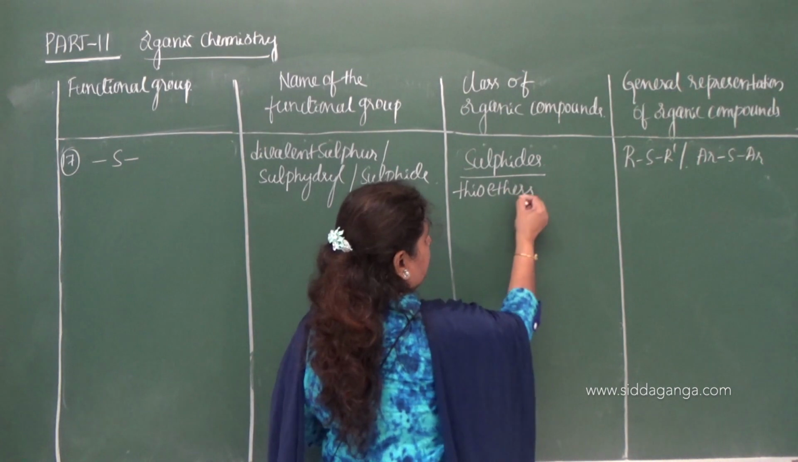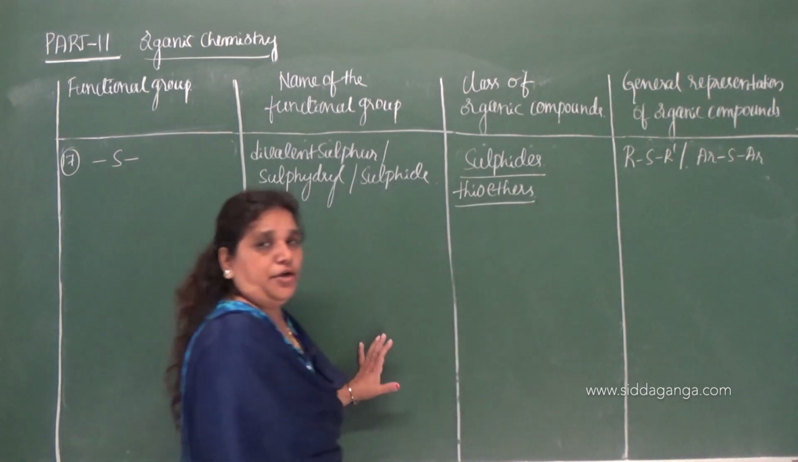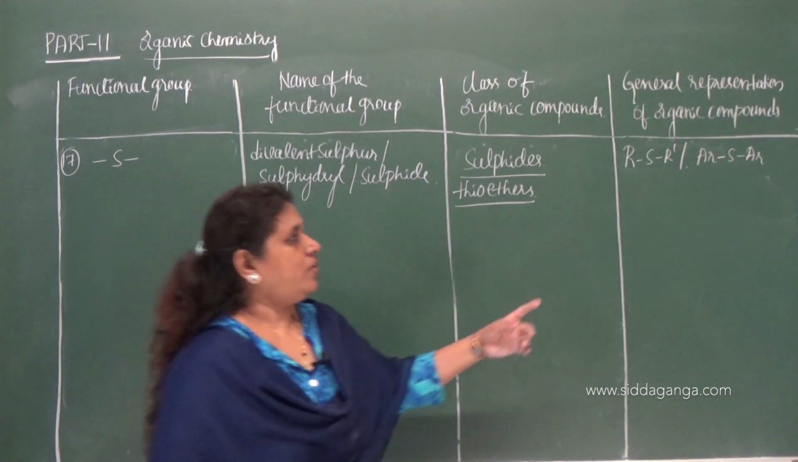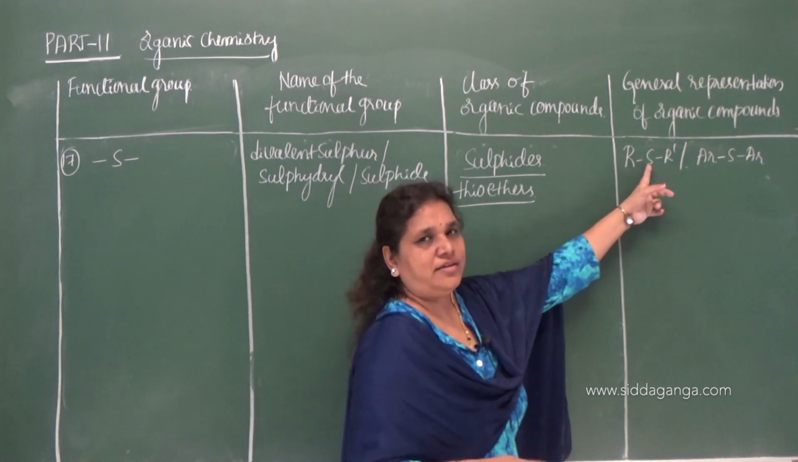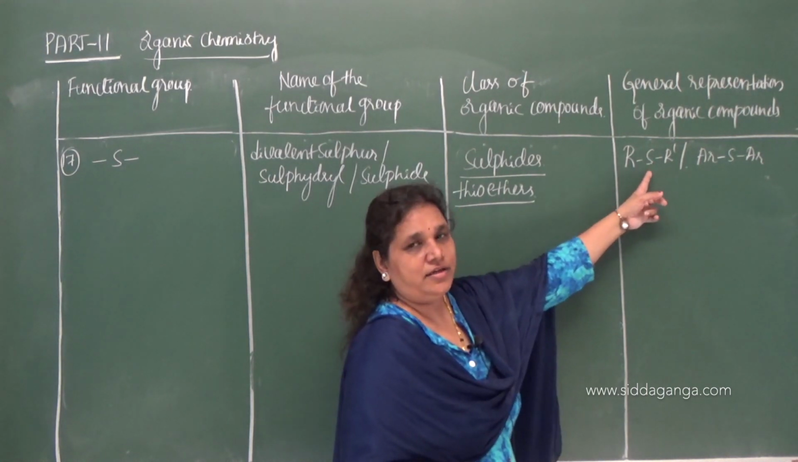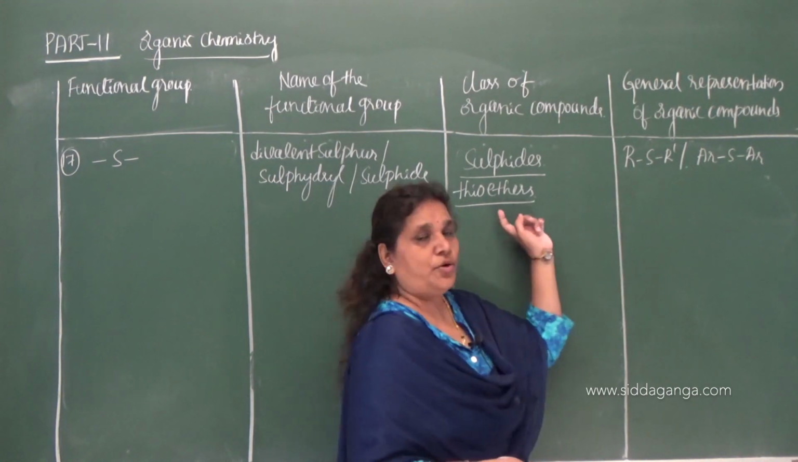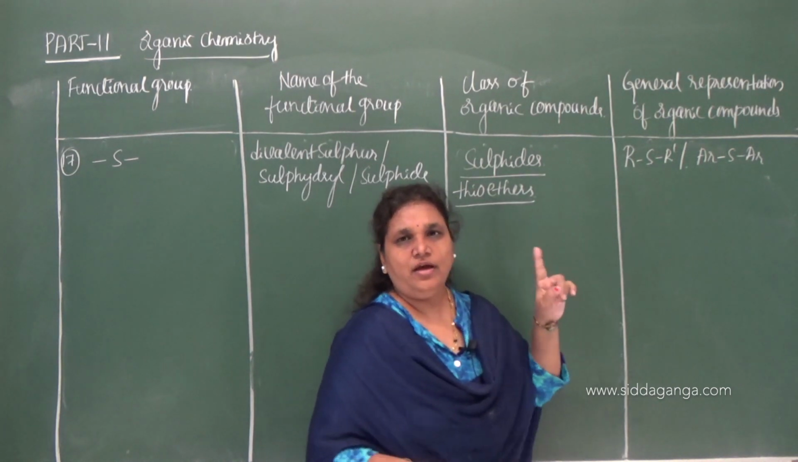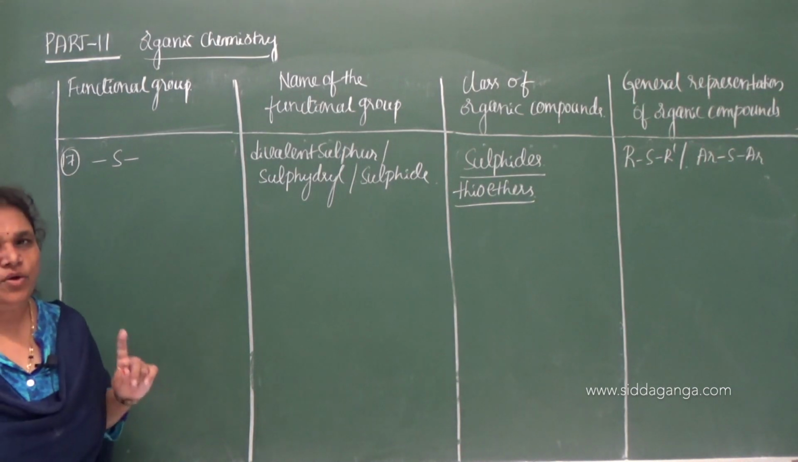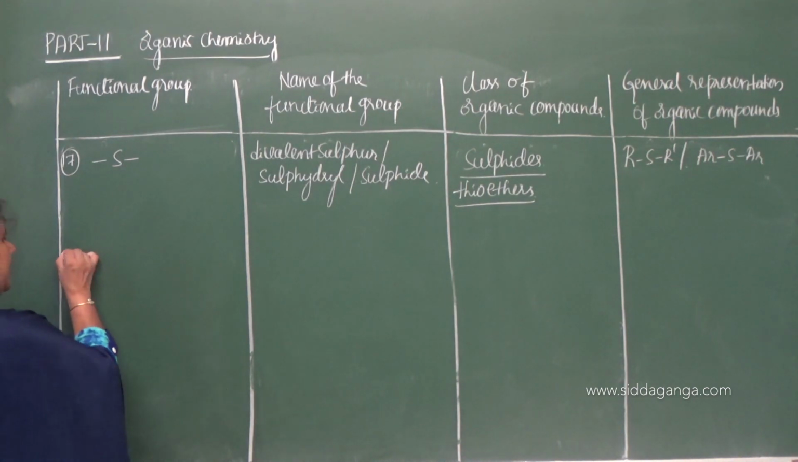thioethers. What is the other name for this? Thioethers. Thio stands for sulfur. If you have oxygen here, then they are called ethers. Instead of oxygen, we have written sulfur here, hence it is thioether. Thio stands for sulfur. So sulfides are also called thioethers. Now the 18th one.